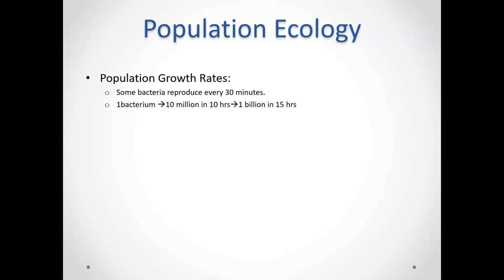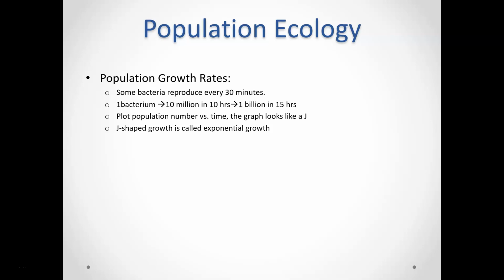So populations can grow in a couple of different ways, but there are two major types of growth rates for populations. And we can express this by looking at two different living things. The first one we're going to look at is bacteria. There are certain types of bacteria that reproduce every 30 minutes. So you can start with a single bacterium, and in 10 hours you can have 10 million bacteria. And in 15 hours you can have a billion bacteria, and so on and so forth. So that's a rapidly expanding population.